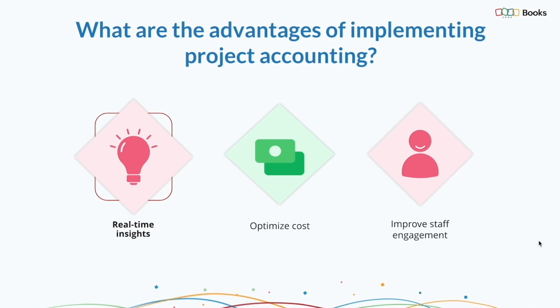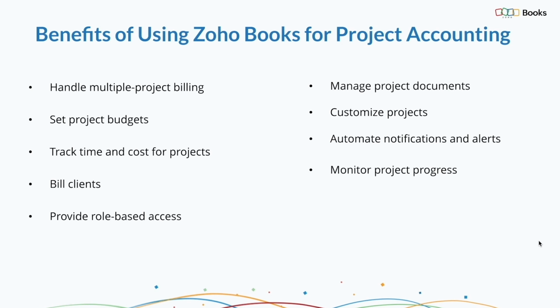Project accounting also allows you to optimize costs by setting budgets for each project, where you can estimate the costs that are likely to be incurred before the project is completed. This is important as it helps set expenditure expectations, where businesses can also pinpoint areas where they are overspending and take steps to reduce these costs. In addition to all this, you can also improve staff engagement by adding and managing the users based on each project.